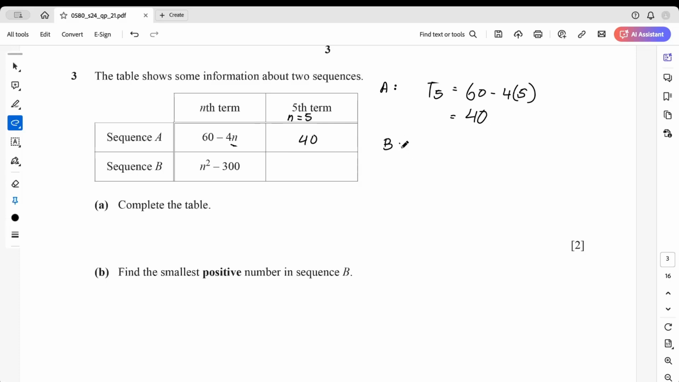And for sequence B, I'll do the same thing. The fifth term, T5, is equal to n squared, which is 5 squared, minus 300. Which will actually give me a negative answer of negative 275. And those are your two answers.